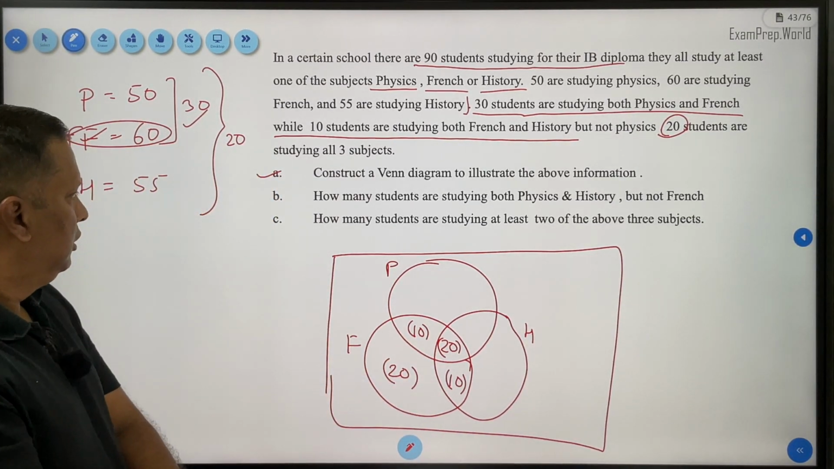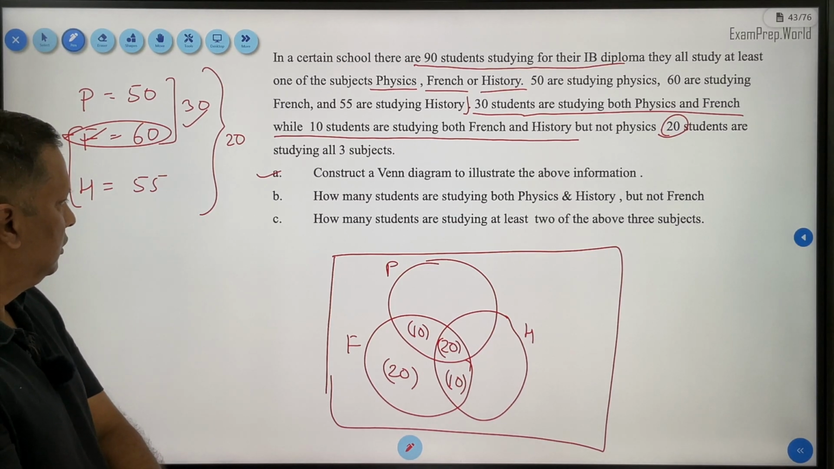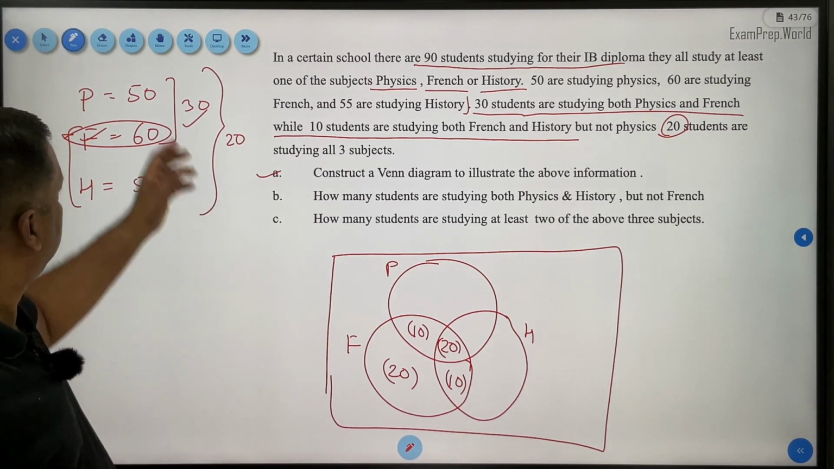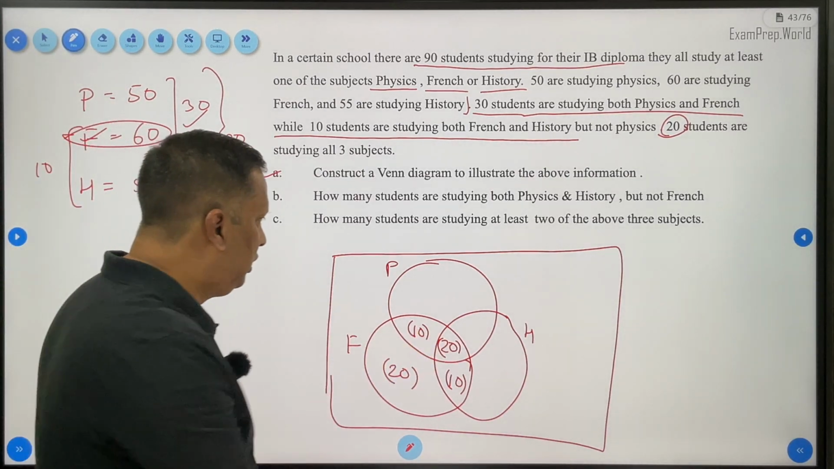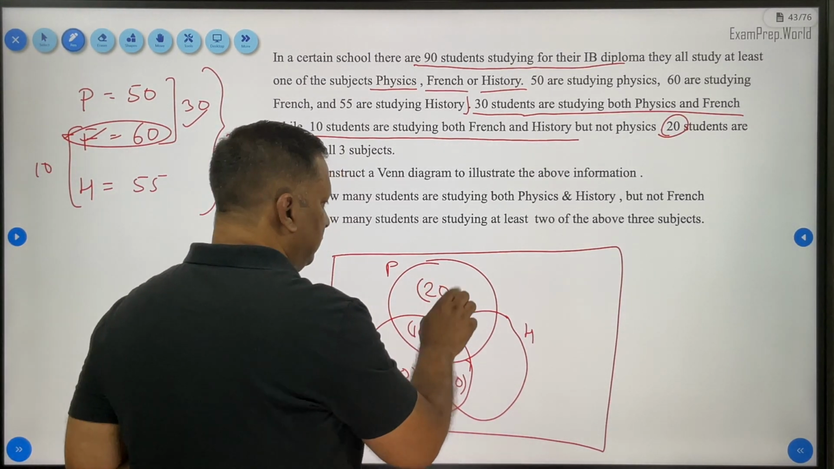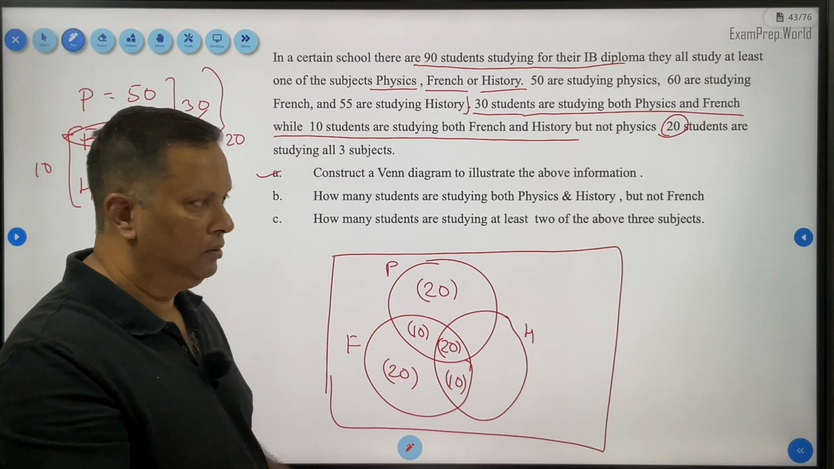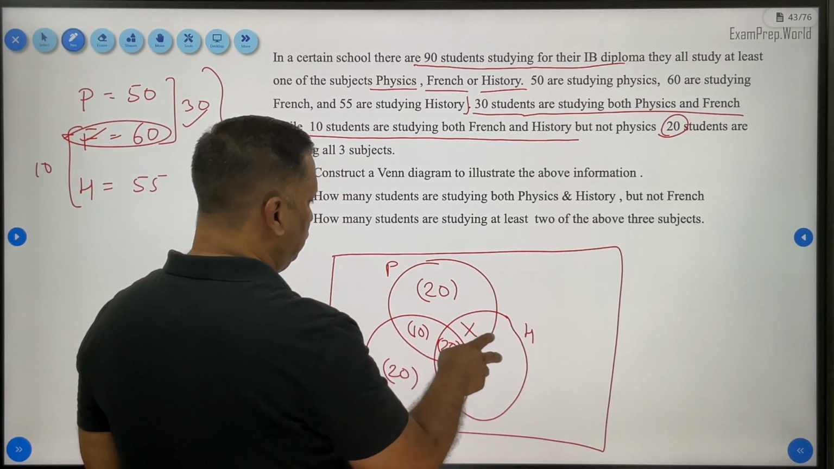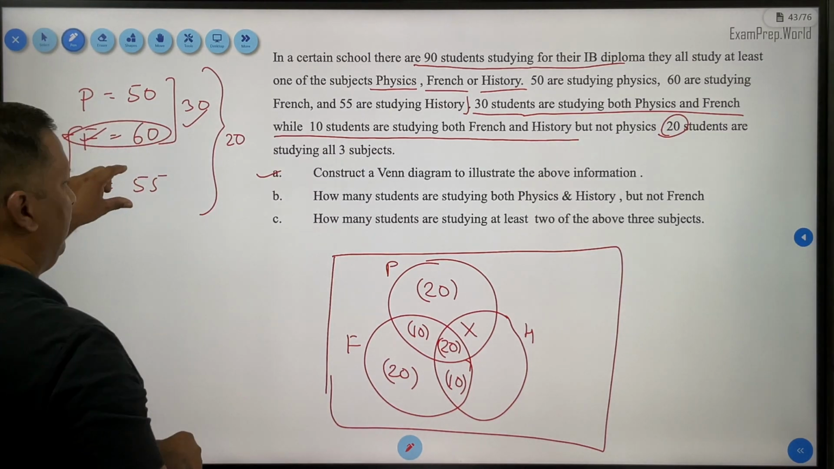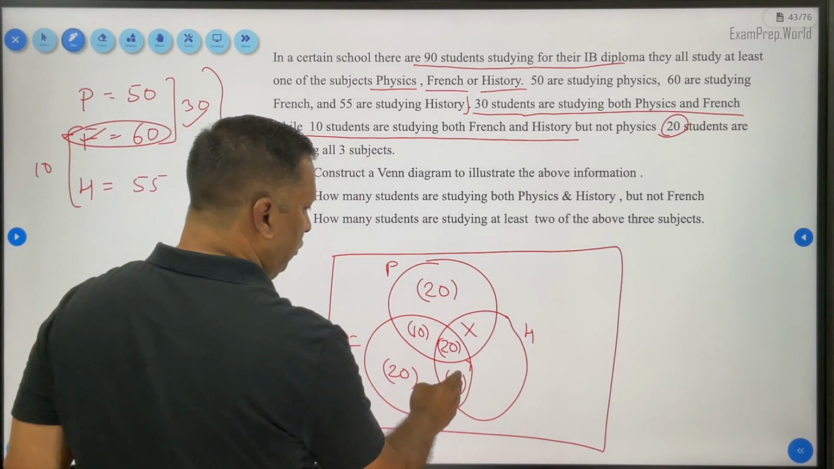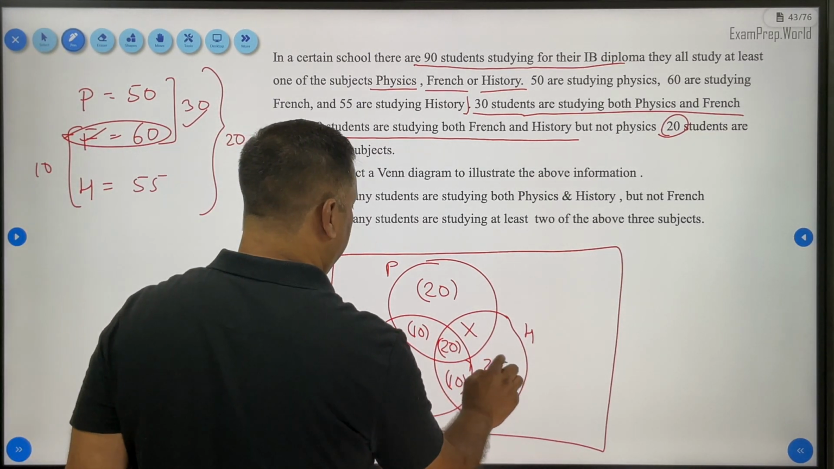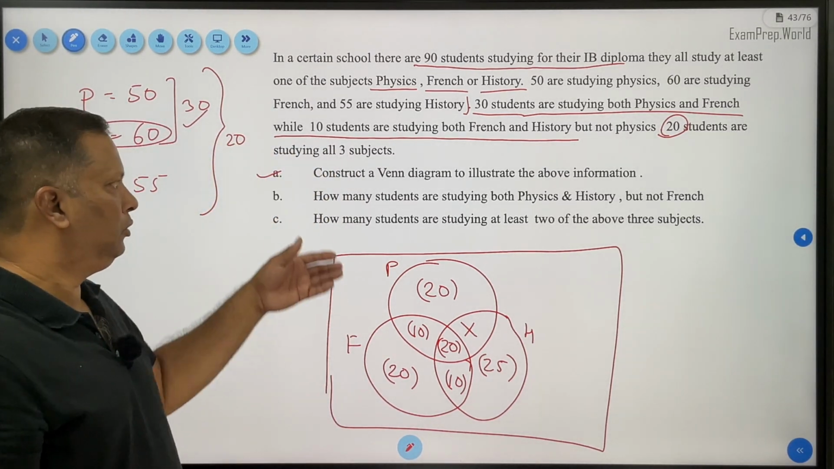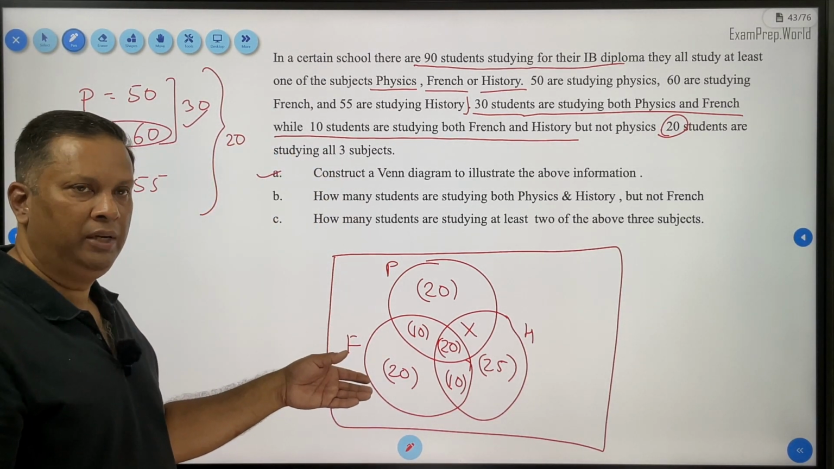Now physics, how many are physics? 50. 30 are already done, so 20 are physics. Here no one is there. And what about history? History is 55. So 30 are already included, so 25. With this we complete our Venn diagram, and answering the questions is very, very easy from the Venn diagram.